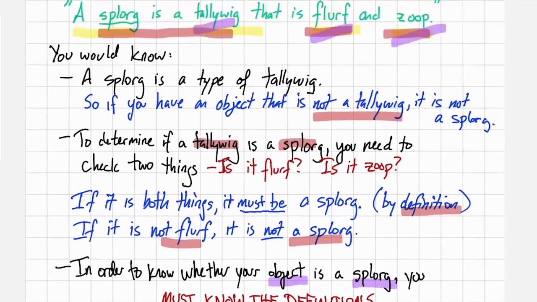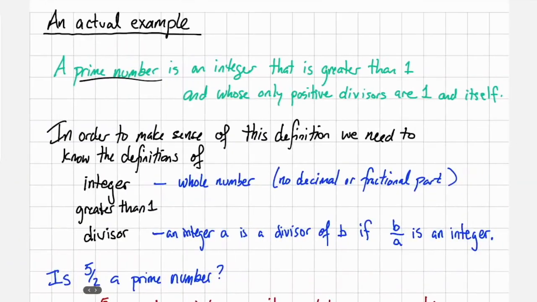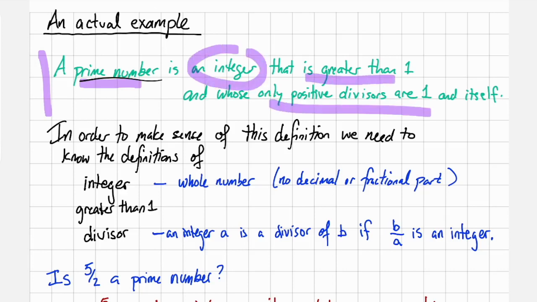Okay, so now let's come back to the mathematical world and talk about an actual example involving a definition. A prime number is an integer that is greater than 1 and whose only positive divisors are 1 and itself. If you look at the structure of this sentence, it's very similar to the one on the previous page. We have an object that's being defined. It's of a certain type, and it has a couple of restrictions to what it is. And just like on the previous page, in order to make sense of this definition, we would need to know the definitions of these three things.